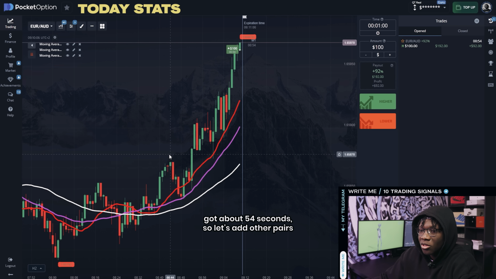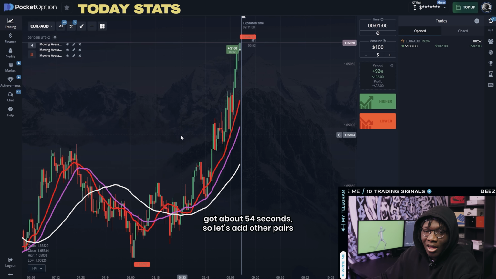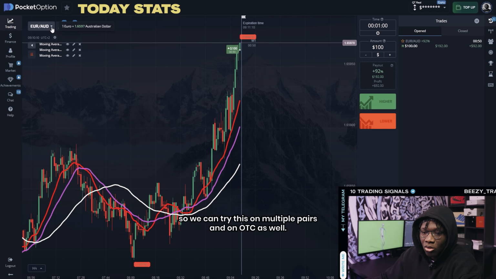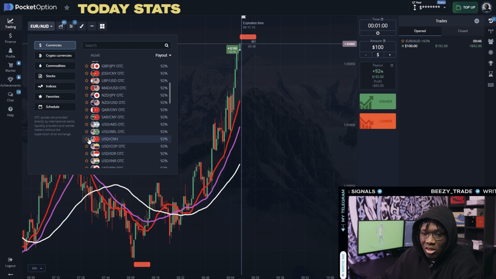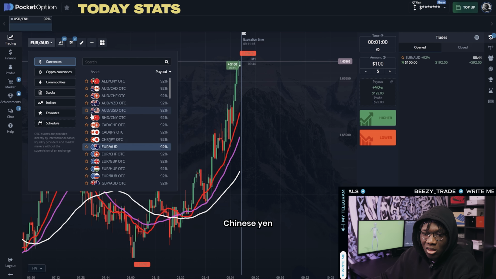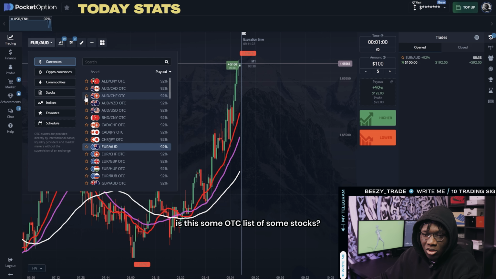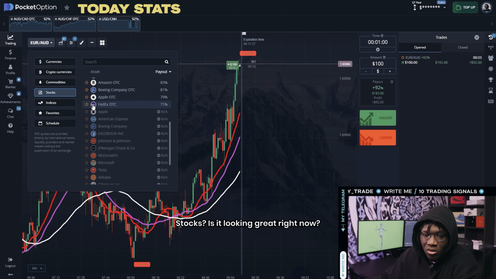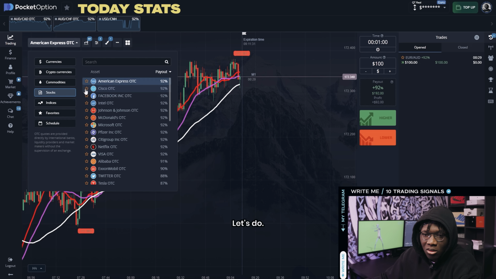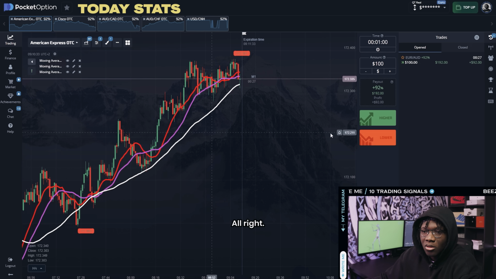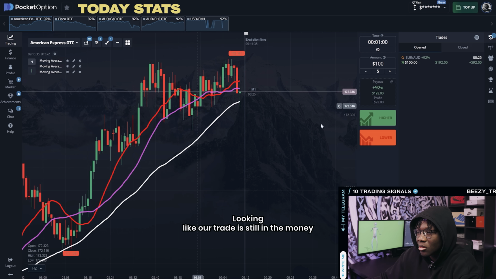Got about 54 seconds. So let's add other pairs so we can try this on multiple pairs and on OTC as well. So I'm going to add USD Chinese yen. Let's do a bunch. Let's do some OTCs. Let's do some stocks. The stocks isn't looking great right now. All right, looking like our trade is still in the money.